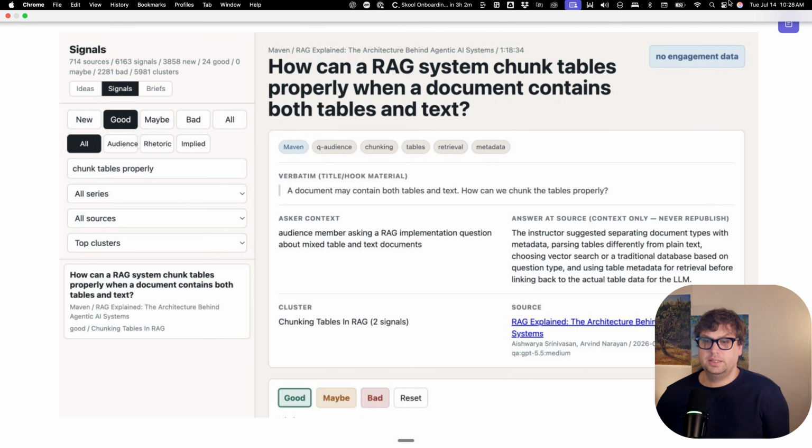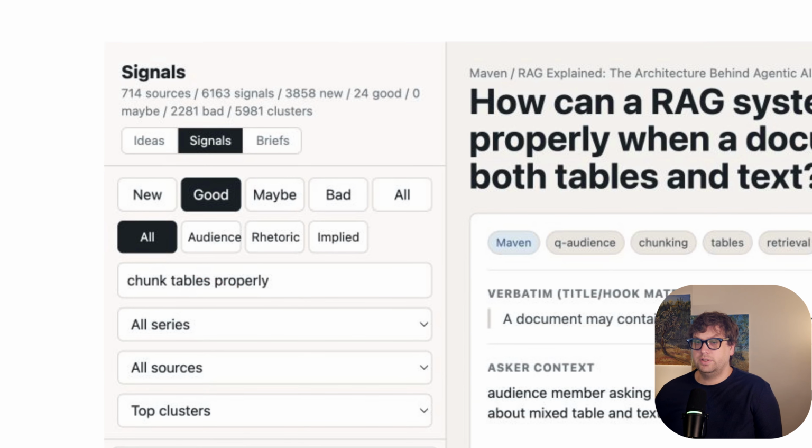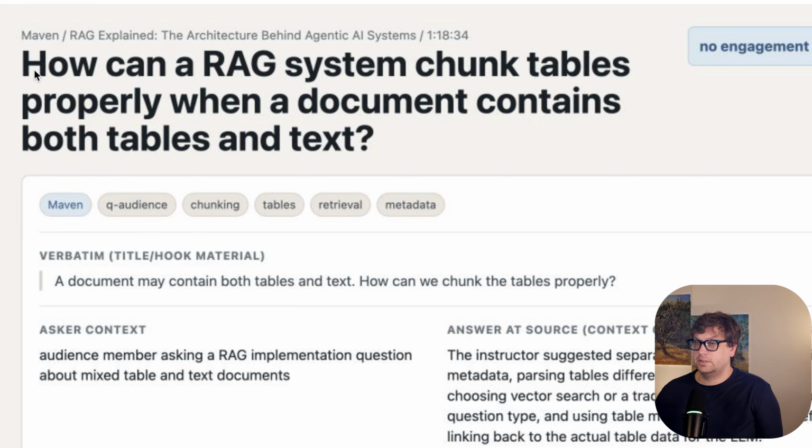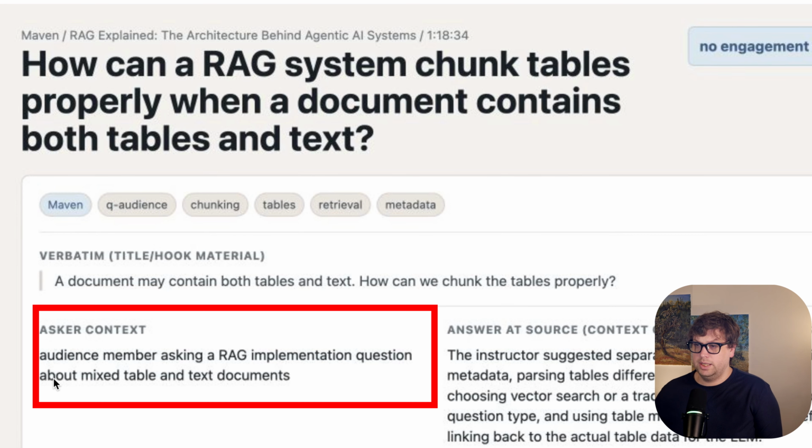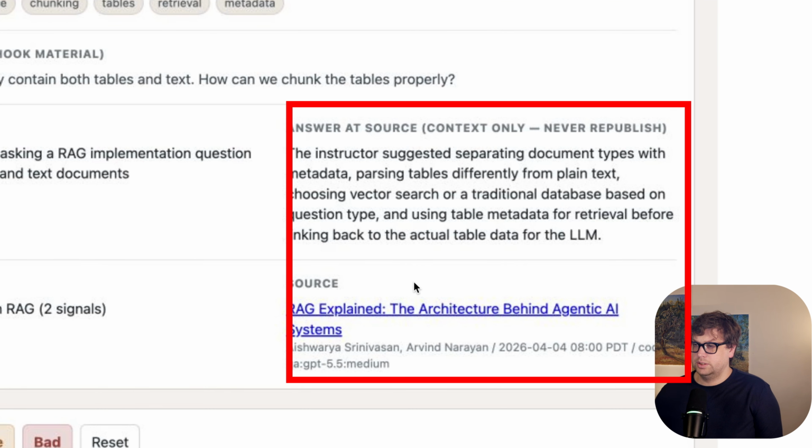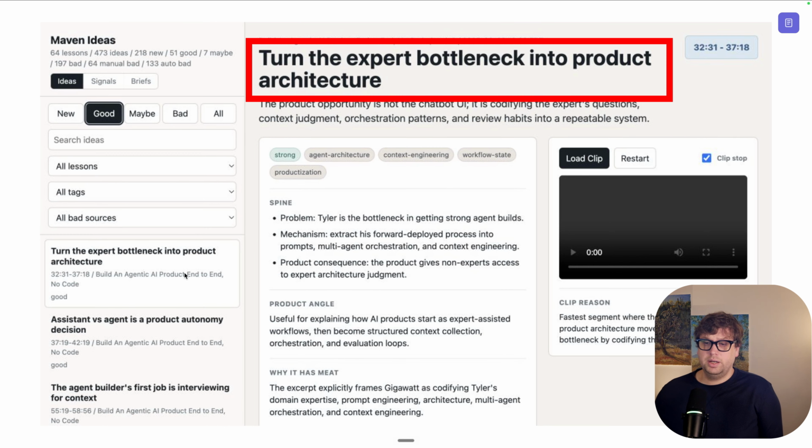This is the annotation app that I use. I have various ways of filtering it over here, and I can look at the good, I can look at new, again, the maybe and bad. So I get this question, how can a RAG system chunk tables? So I say, oh, that's interesting. Here's the verbatim. Okay, what is the context of the person asking? Here's the source. And so I can click through and I can look at the question. This is what another one looks like.